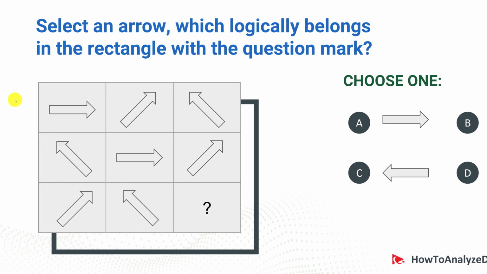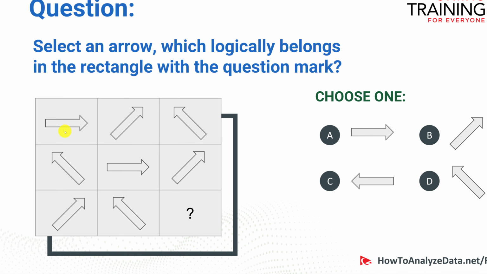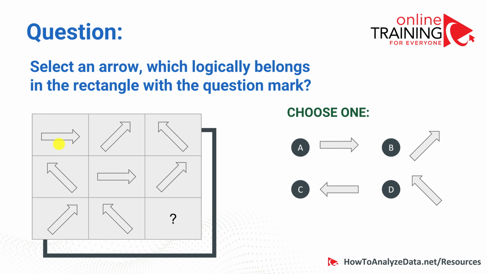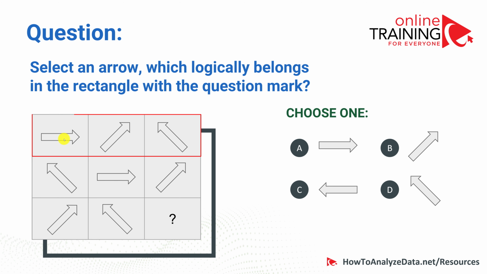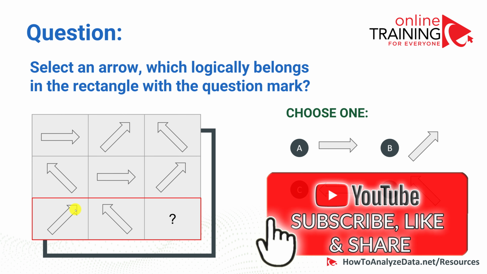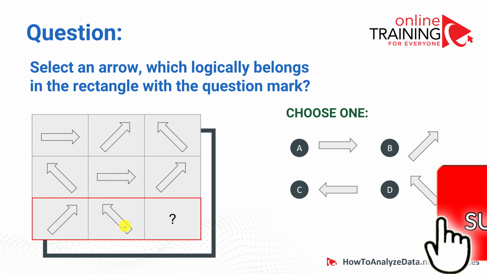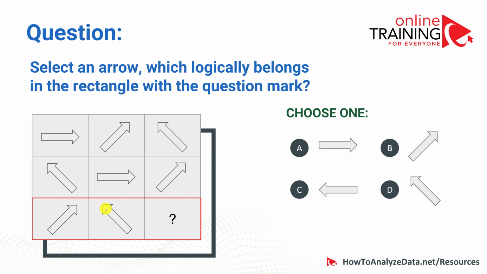The key here is to identify the pattern. Each row and each column contains unique arrows. In the first row, we have an arrow pointing to the right, upper right, and then to the upper left. Then upper left, right, and upper right. So here we have upper right, and then an arrow pointing to the upper left, and what's missing is the arrow pointing to the right. And that would be the right answer. The arrow pointing to the right would be choice A.